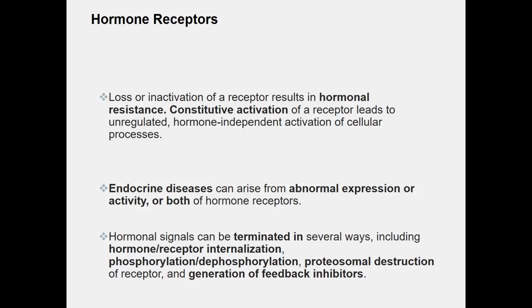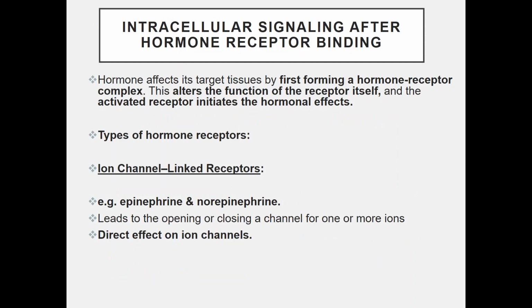Now, the hormone signal can be terminated in different ways: by the internalization, for example, of the hormone receptors, by the dephosphorylation of these hormone receptors, by proteasomal degradation of the hormone receptors, or by the generation of inhibitory messengers or molecules. Now, what are the different types of hormone receptors?